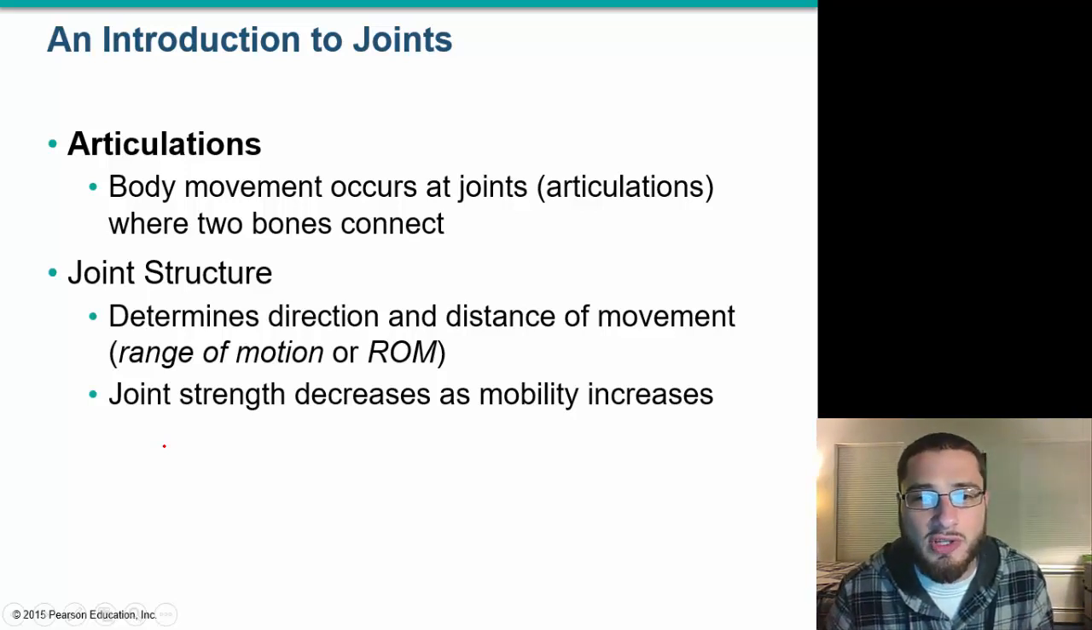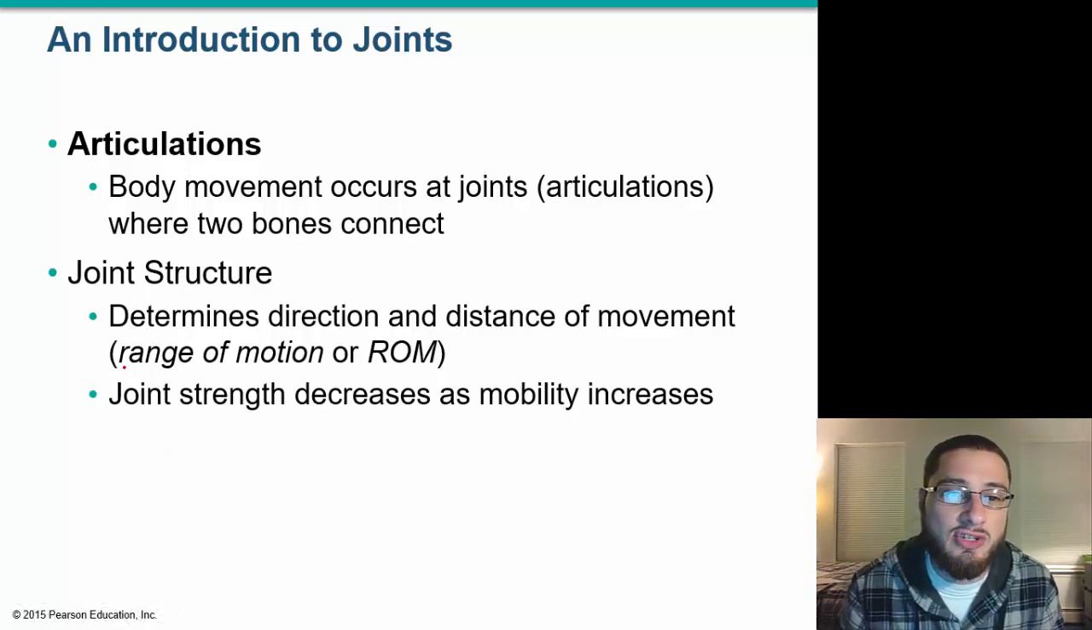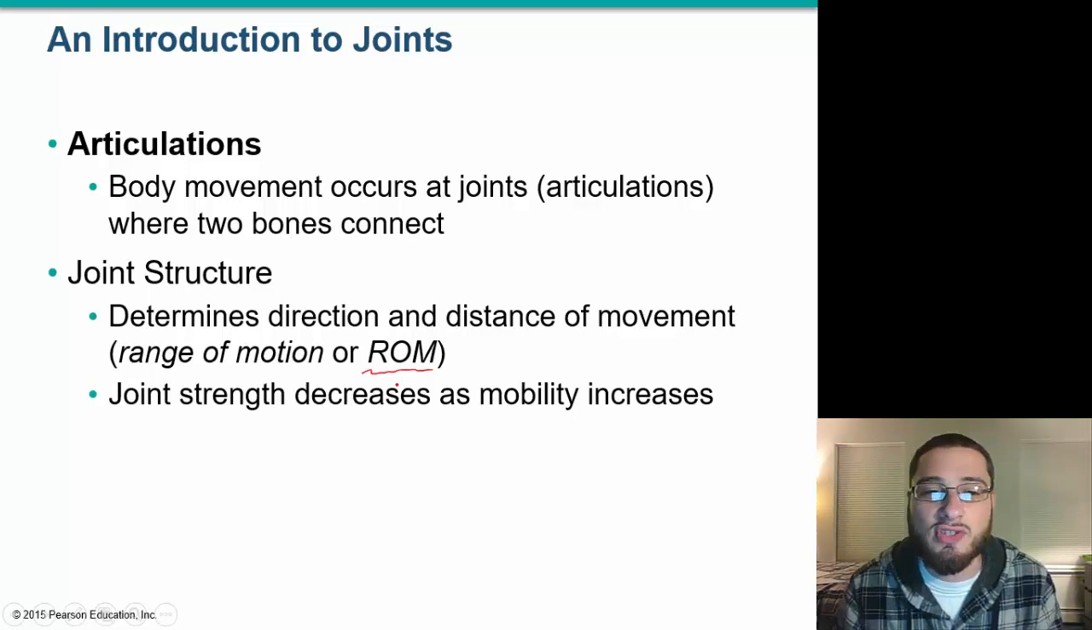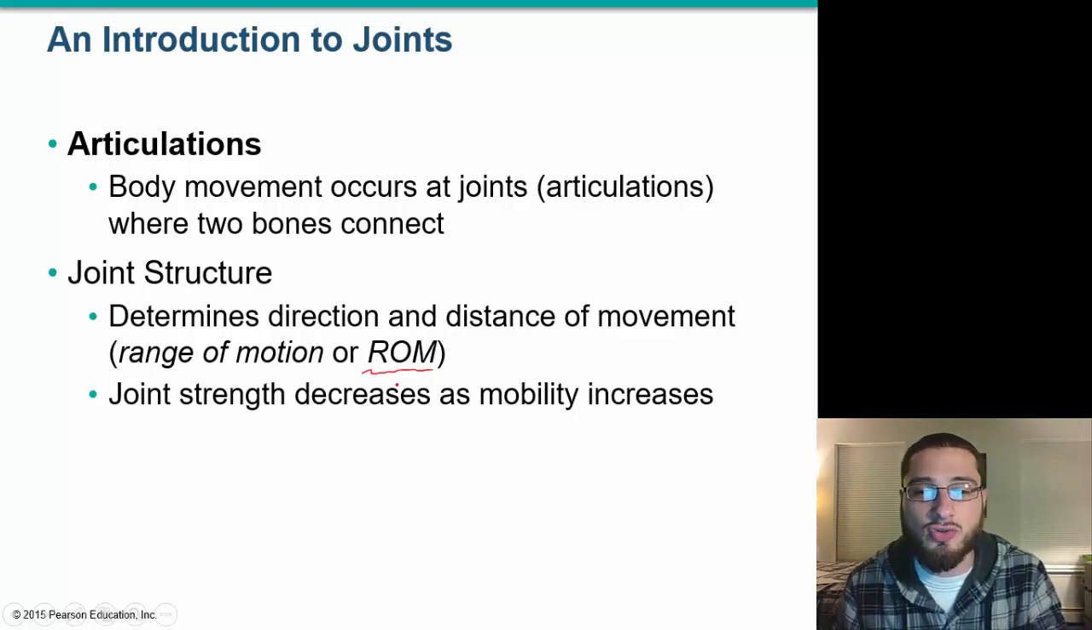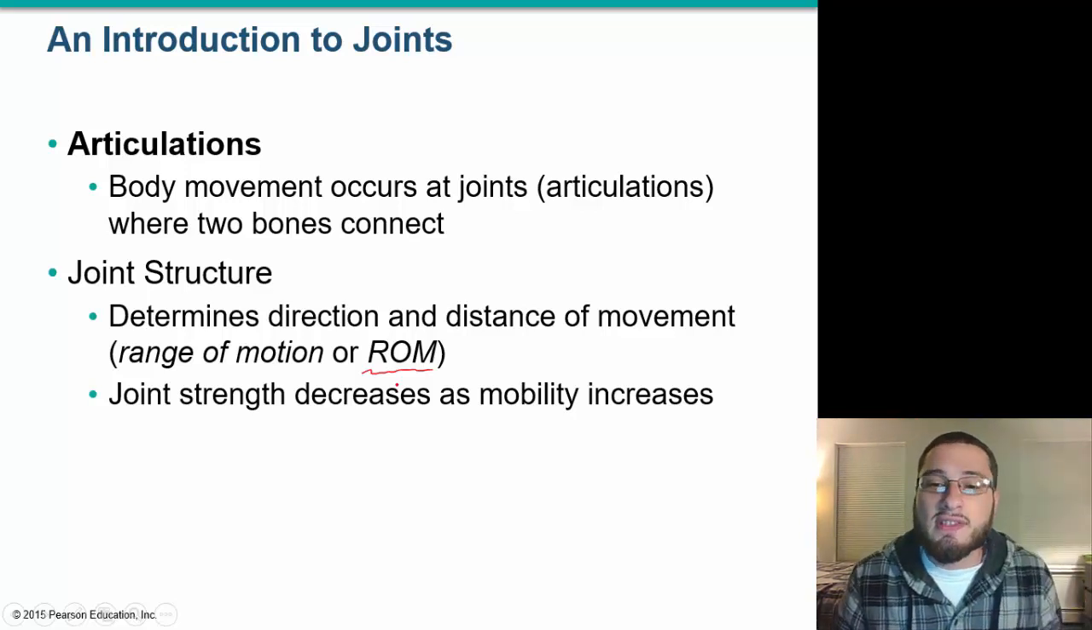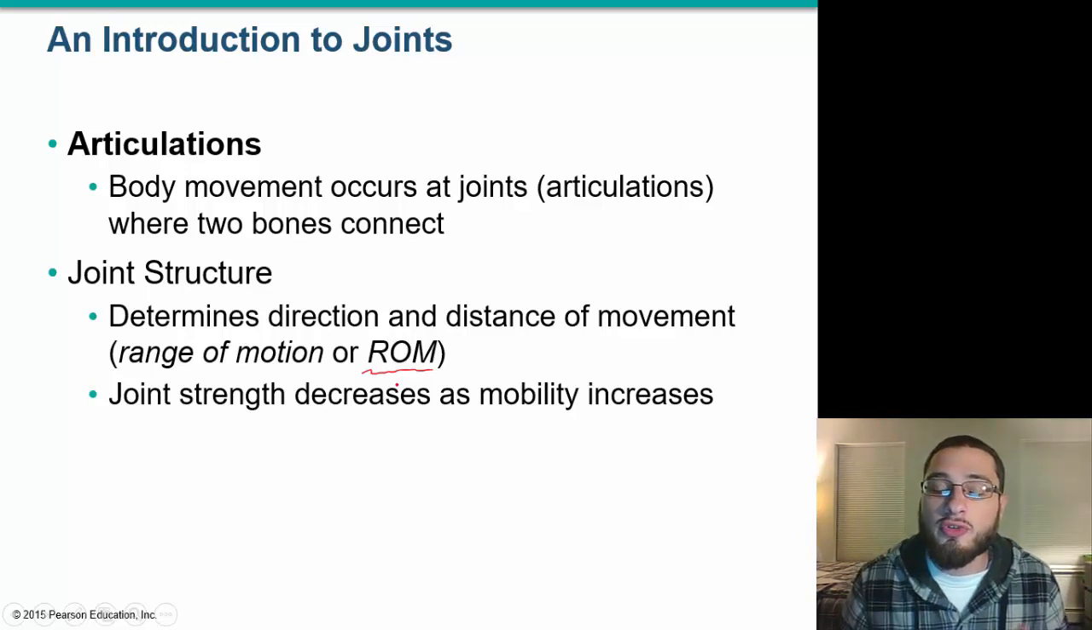So when we're talking about joint structure, we often talk about the range of motion, or if you're in the medical field, sometimes they'll just say ROM, or they'll document it as ROM. We're talking about range of motion: how far can that joint move, which direction is it going to move, and how strong is that joint. So as joint strength decreases, mobility increases, so we see that the joints that are freely movable are not very strong, and vice versa is also true.